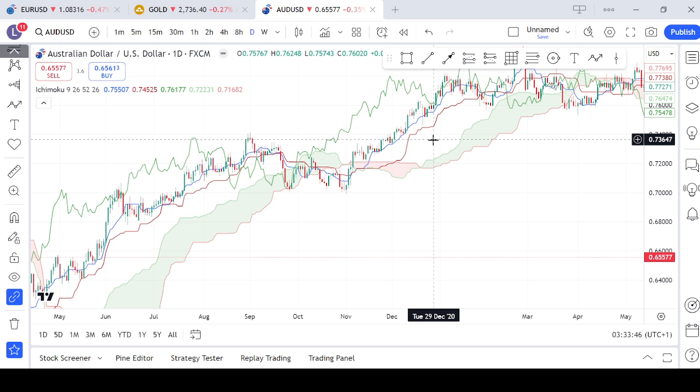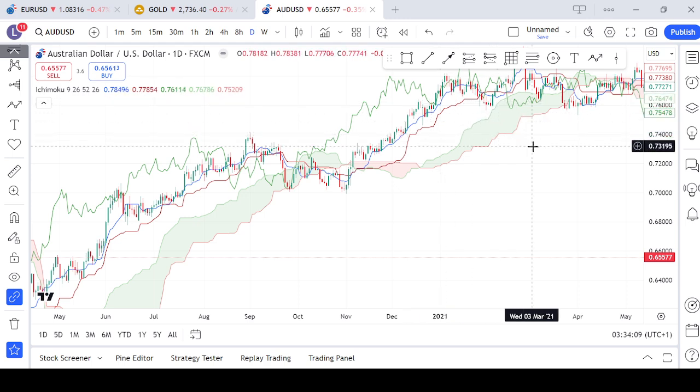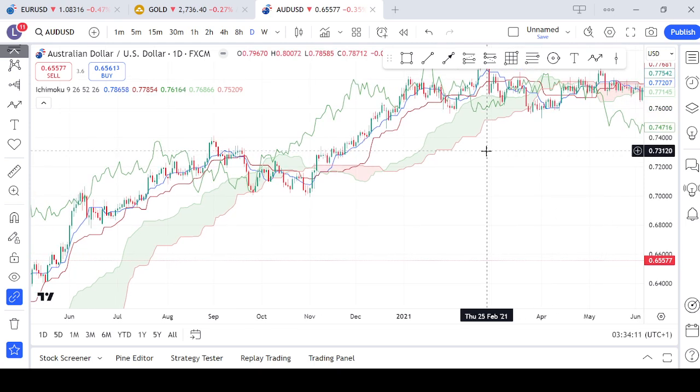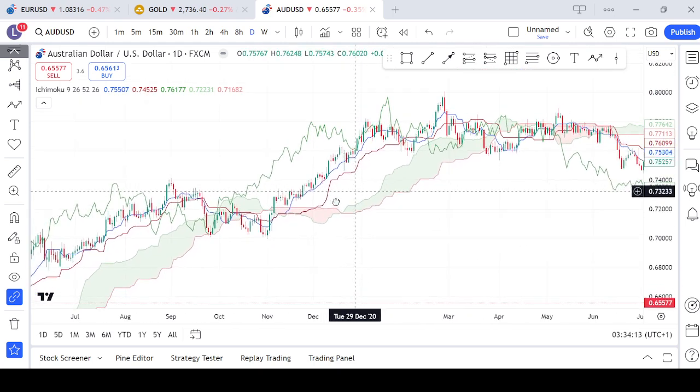So when the Tenkan Sen crosses the Kijun Sen, it's just similar to moving average crossovers. So you can expect a bullish signal, and when the baseline crosses below the conversion line, you can expect a bearish signal. So that's how you can generate trading signals using the Ichimoku Cloud.